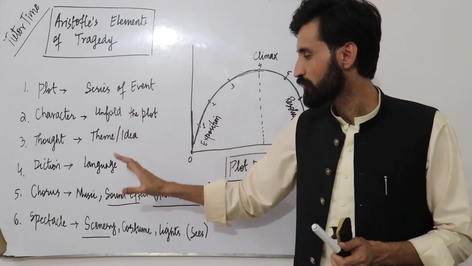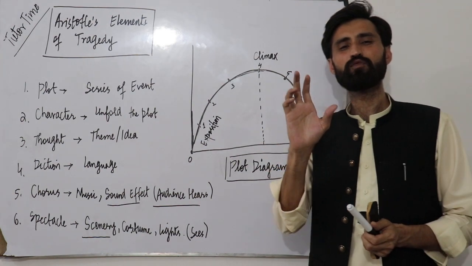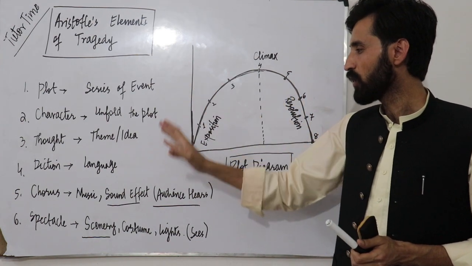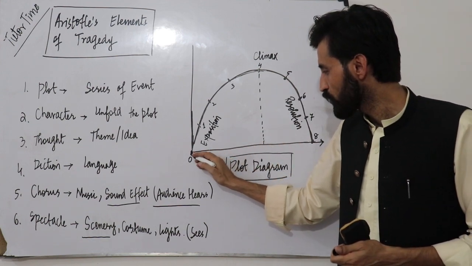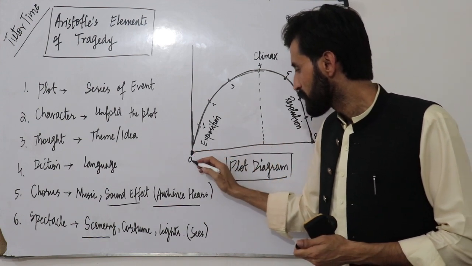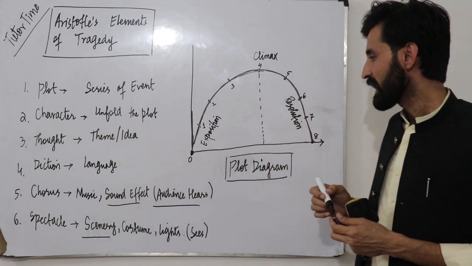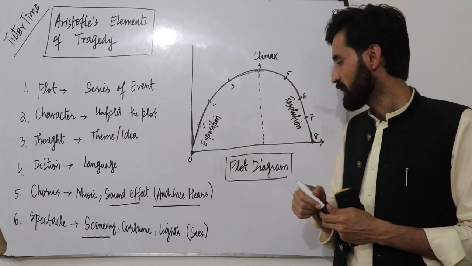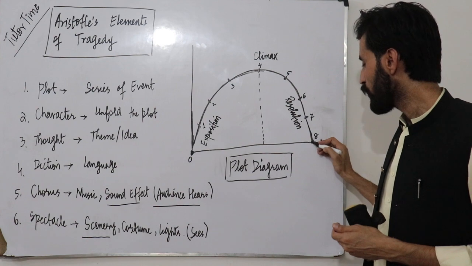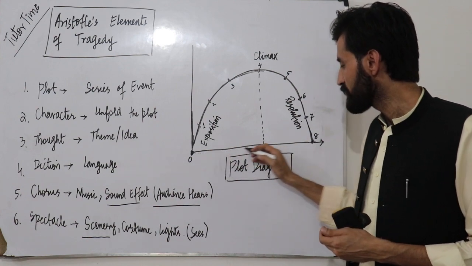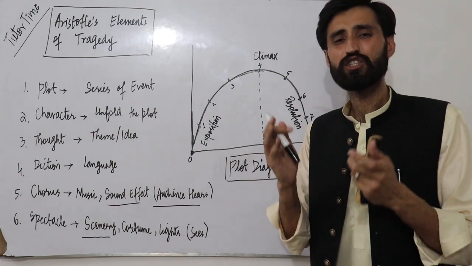So I hope you have got the idea. Now I have a plot diagram, and from this diagram we're going to understand all these elements one by one. For example, if a story starts from point 0 and ends at point 8, and there is no specific sequence, we call it a story.